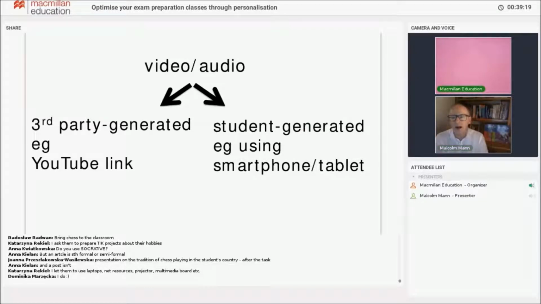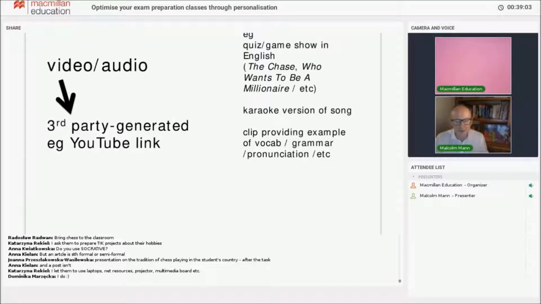And I'm sure many of you already use video. If you don't, though, I would encourage you to use it because it is so real world for our students. Of course, it might be third-party generated video, so video you find online, such as a YouTube link, or more interestingly, it might be student-generated video. These days, of course, teenagers all have access to smartphones and tablets. It is so easy to produce your own video. Students are doing it in their life outside of the classroom all of the time. If we can link that to their exam practice work, then all the better.